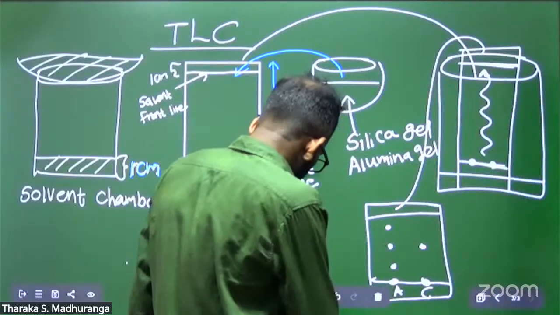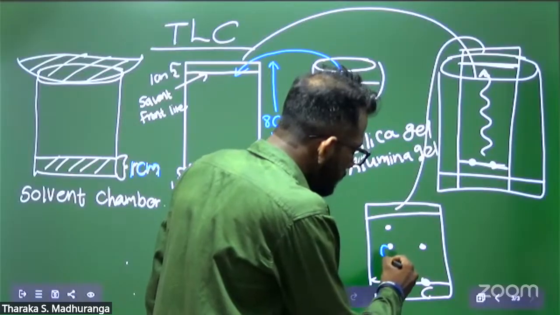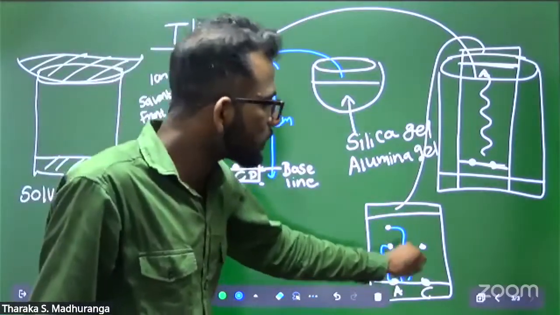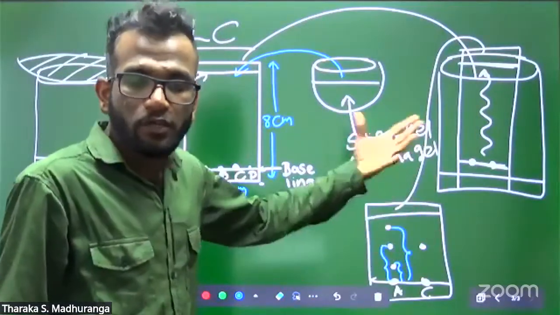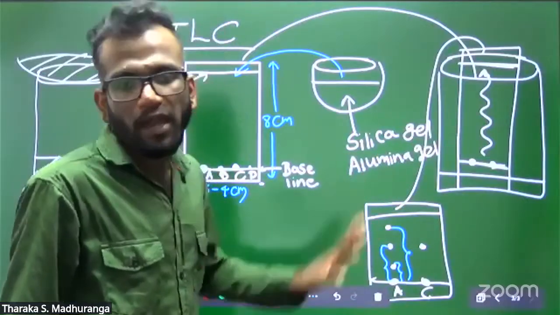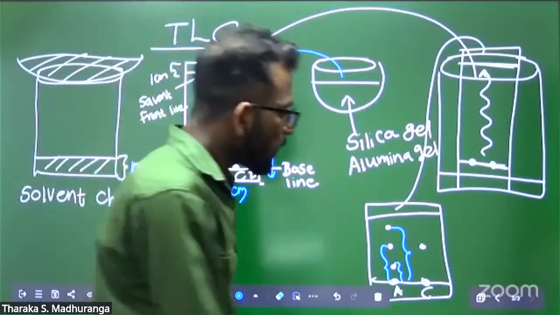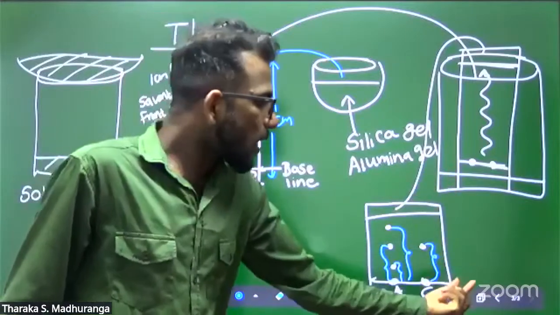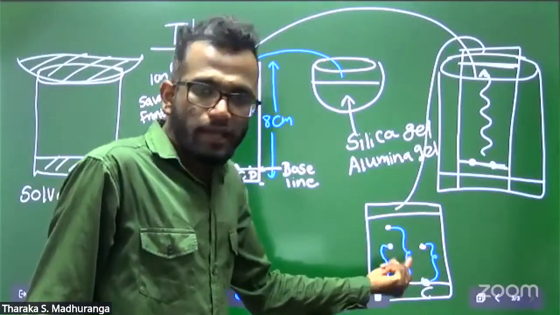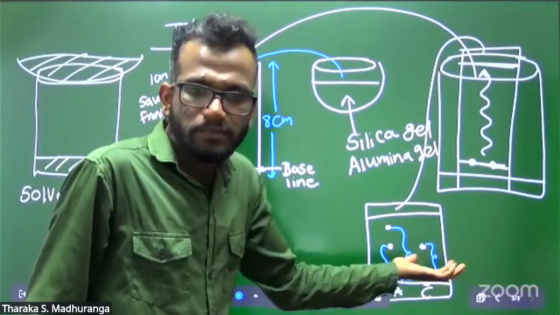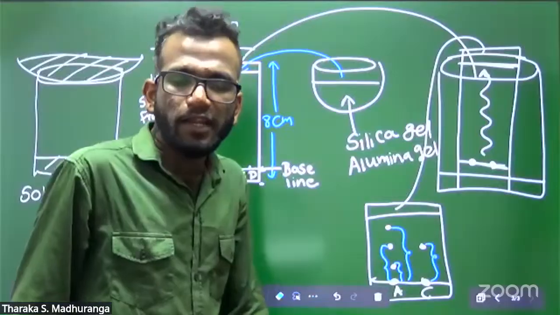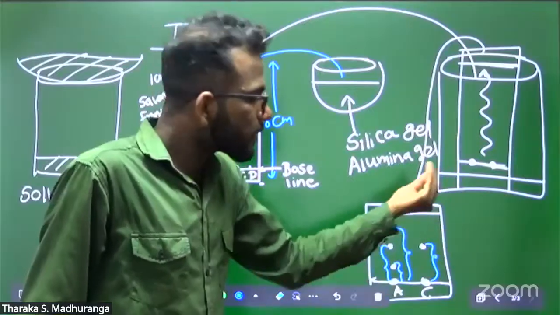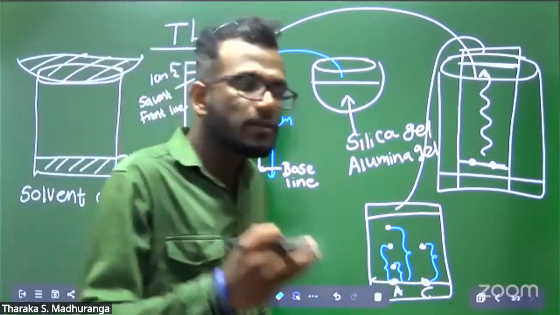Then again, we need to measure the distance from the baseline to each compound, and the distance between the baseline and the solvent front line, the solvent distance. Then calculate the Rf value of each point, and the Rf value of the control sample. If the Rf value of the control sample and another compound is the same, then we can identify that the purified compound is contained in the crude product. It is available in the crude product.